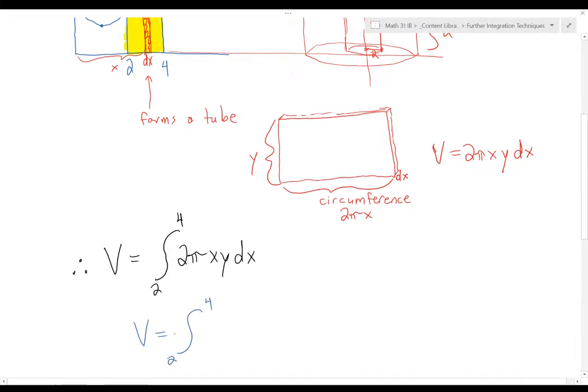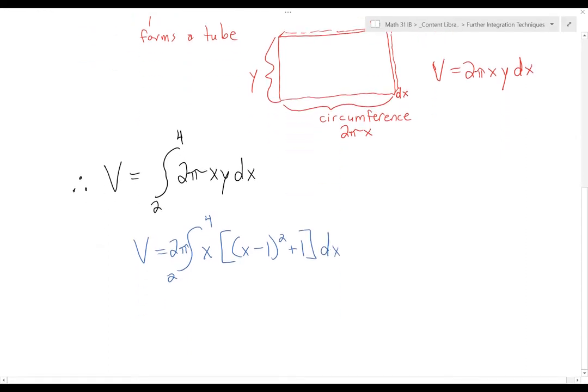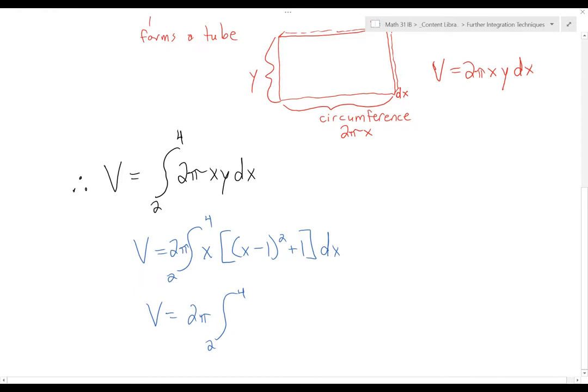I'm going to actually put the 2 pi up front because that's just a coefficient. X times y, which is x minus 1 squared plus 1, dx. So let's distribute all that and figure it out. So 2 pi, 2 to 4. All right, so x minus 1 all squared is x squared minus 2x plus 1.